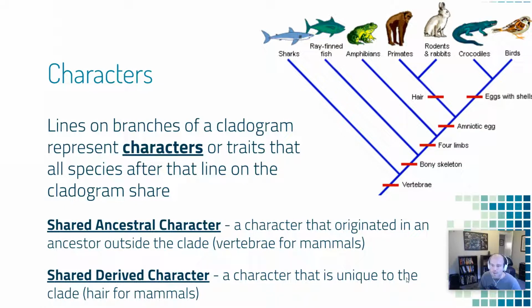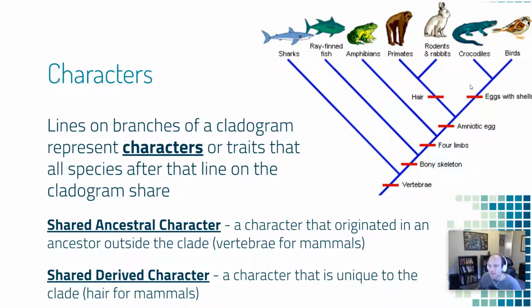So one common way that cladograms will be used is not looking at genetics, and this is especially common for things before we really were able to sequence genetics. It was looking at characters or traits that all species after that point on the cladogram would share. So at these branching points, after a branch, there's going to be some new character, some derived character that everyone after it in the clade is going to share.